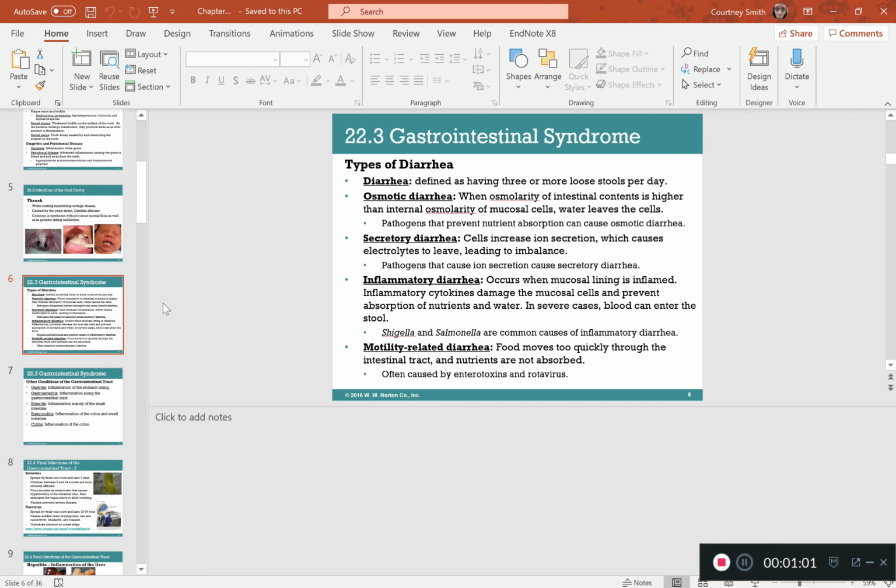Such as with inflammatory diarrhea, that's primarily a hallmark of Shigella or Salmonella. And then motility related diarrhea is often associated with toxin and the rotavirus. I'm not going to go over each of them because you can pause the video and read, but I will focus more on the diseases when we get there.